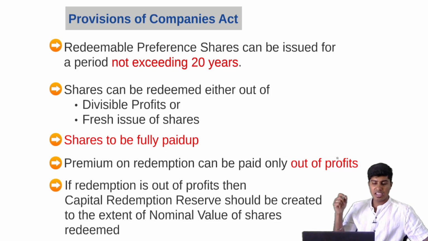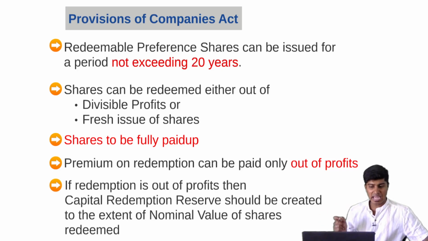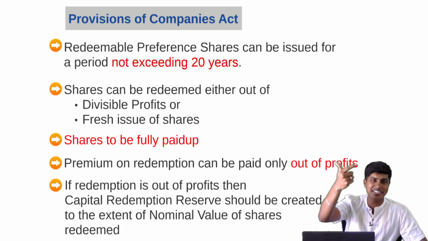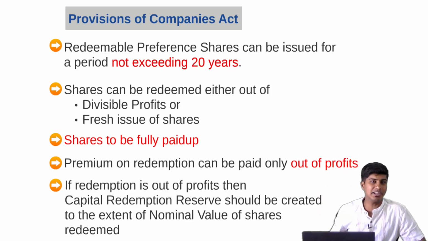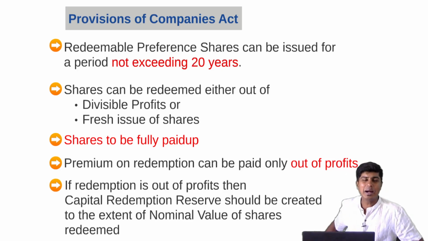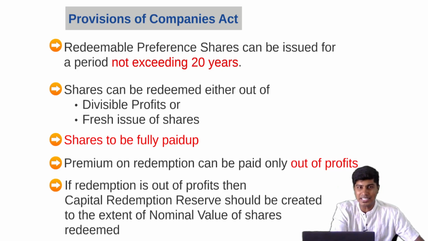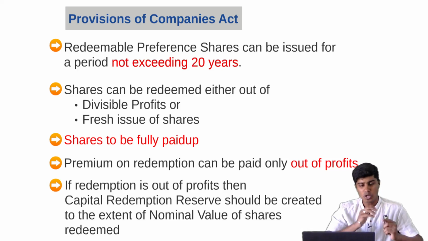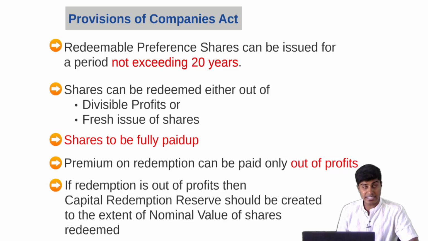Have a look at this. If redemption is out of the profits, then capital redemption reserve should be created to the extent of nominal value of shares redeemed. This capital redemption reserve can be used only and only for bonus issue, which is capitalization of reserves, which will again increase the capital, and restore the capital to its original limits. So basically, a company's capital can never ever decrease other than by way of capital reduction approved by the court under the scheme of internal reconstruction. I hope you all got this point. So these are the provisions of the Companies Act.